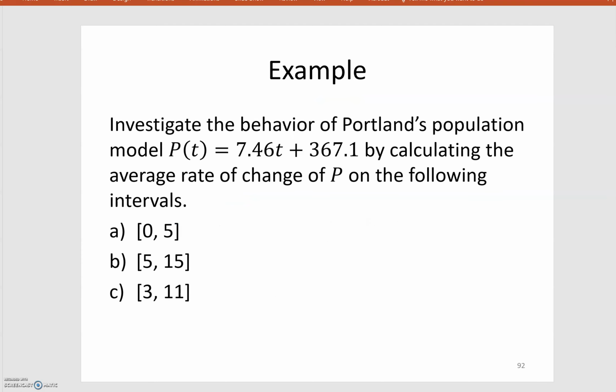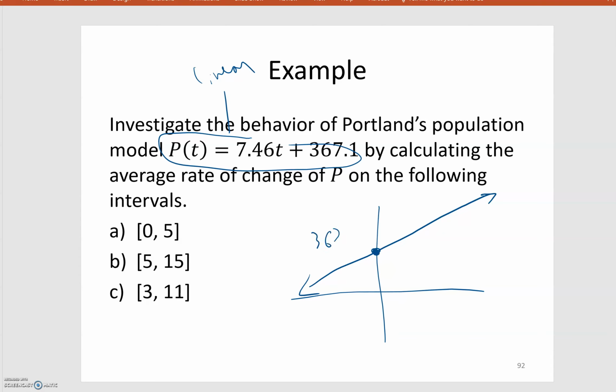Okay. So for example, we were looking at this Portland population model. Let's talk about calculating the average rate of change of that function. Now I want to point something out. This function is linear, right? This is a linear function. So if we graph it, it's going to be an upward sloping line. We know this because we did this in the previous lecture. We graphed the line. It starts at 367.1, and then it goes up from there.